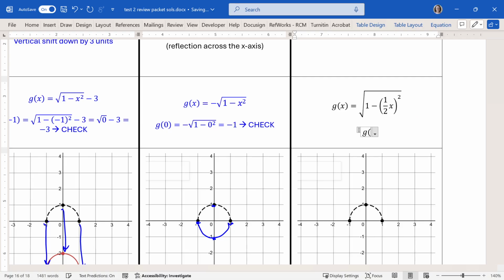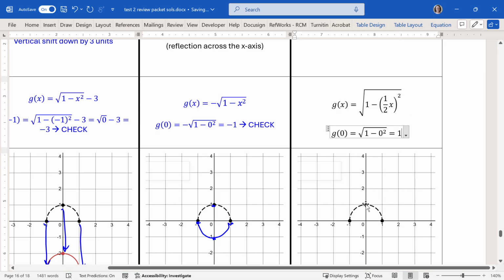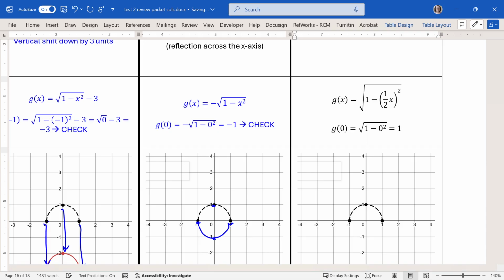Okay. Well, actually, let me start with 0 because that's easier. Square root of 0. Okay, 1 minus, this is still going to be 0 squared, right? So that's going to be 1. Okay, so my first point is staying there.